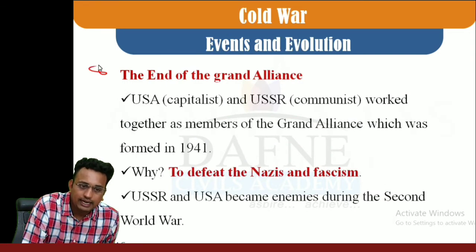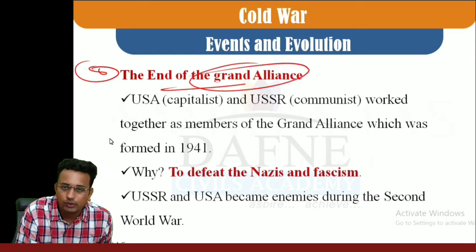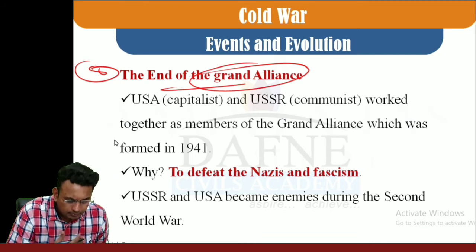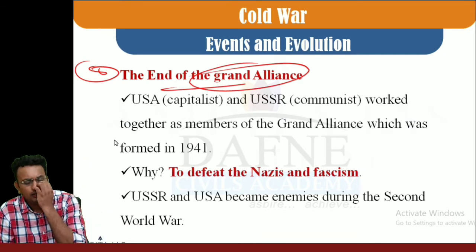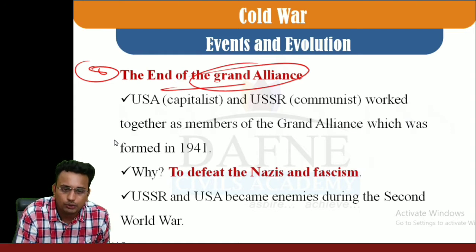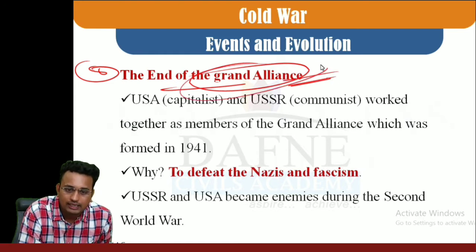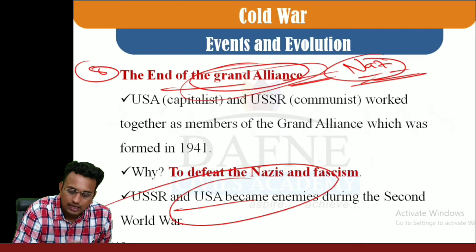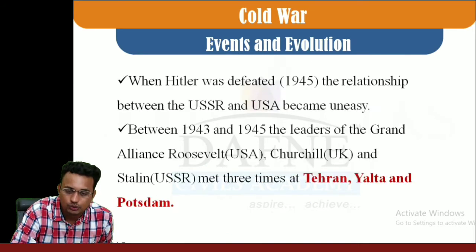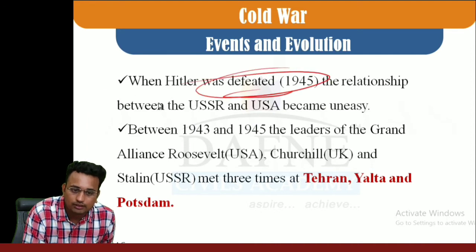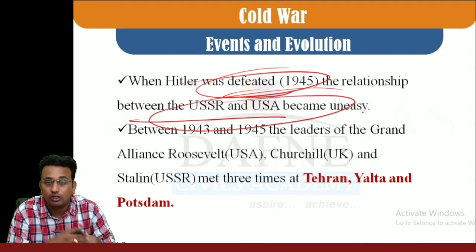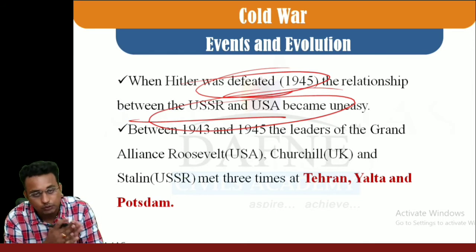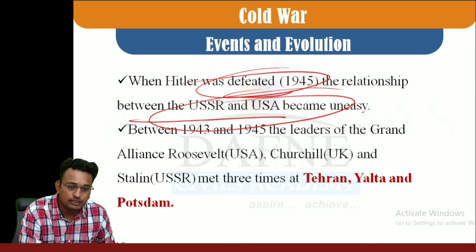And then you can say the eighth reason, the end of the Grand Alliance. The Grand Alliance is USA, USSR, and Britain, established during World War II to fight against Nazi Germany. But they became enemies after the Second World War was done. So you have the end of the Grand Alliance. Hitler was defeated and Germany surrendered. The relationship between US and USSR became more uneasy, with respect to sharing of territories and ideologies.